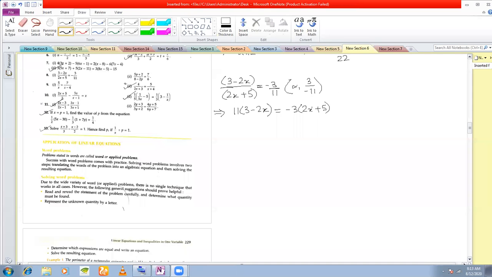So now the idea here is that this was your question, and I said minus 3 by 11 can also be written as 3 by minus 11. But what you could also have done here, when you cross multiply, is write this as minus 11 times (3 minus 2x) is equal to 3 times (2x plus 5). I hope this is clear. Either you write it this way or you write it this way. Both things mean the same.